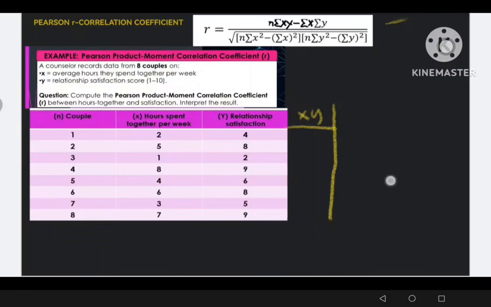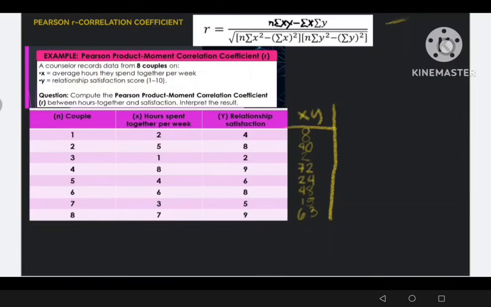So, 2 times 4, that's 8. 5 times 8, that's 40. 1 times 2, that's 2. 8 times 9 is 72. Just use your calculator. 4 times 6, that's 24. 6 times 8, that is 48, if I'm not mistaken. 3 times 5 is 15, and 7 times 9 is 63.